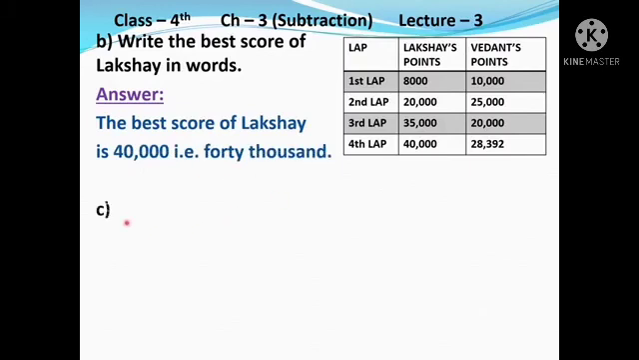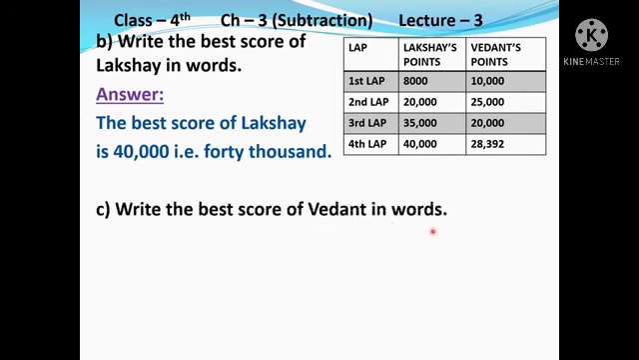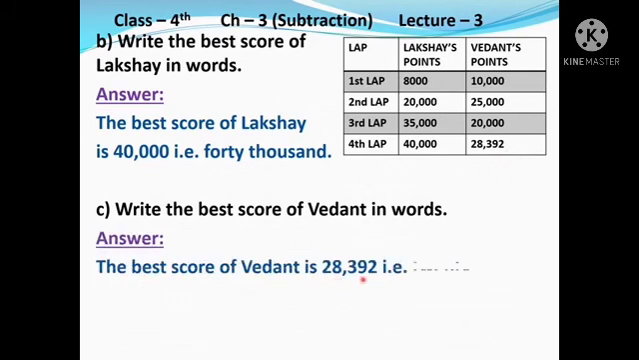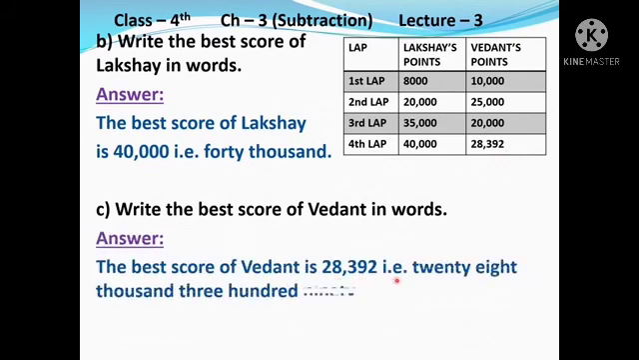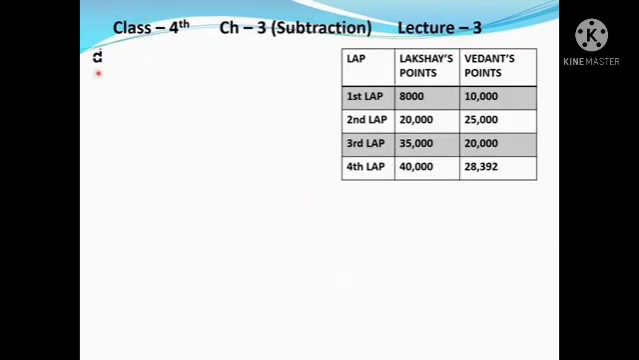Clear? C part. Write the best score of Vedant in words. See, 10,000, 25,000, 20,000, 28,392. Greatest is 28,392. Write down the answer. The best score of Vedant is 28,392. You have to write in words also. Clear?